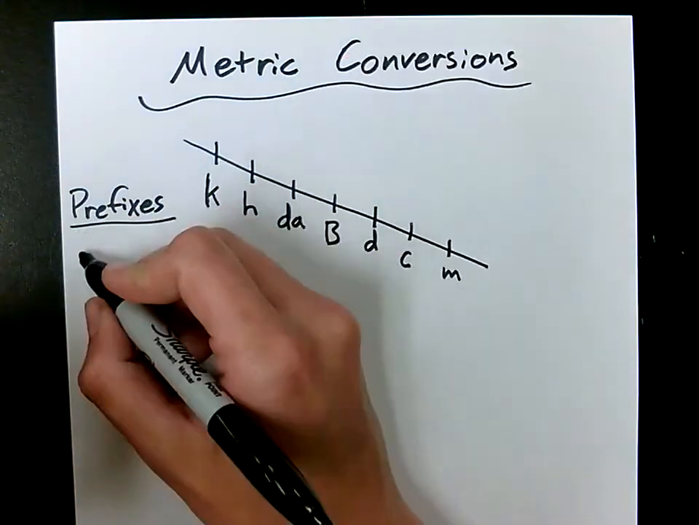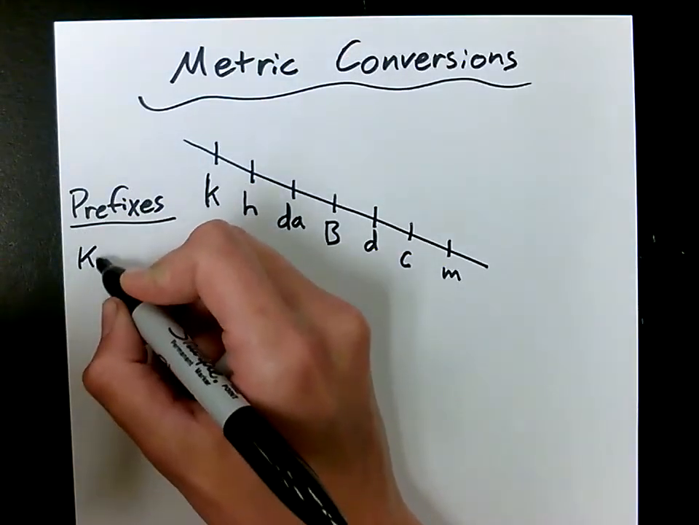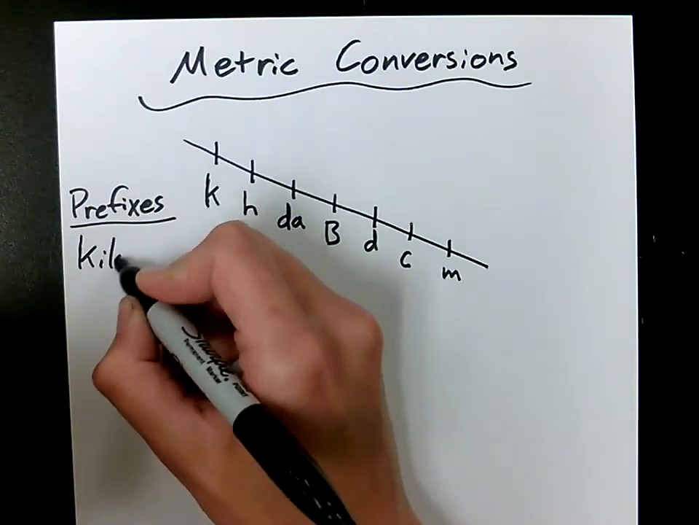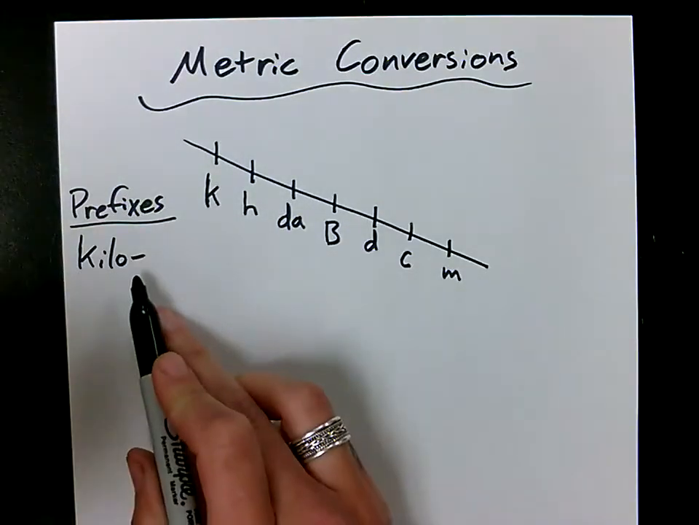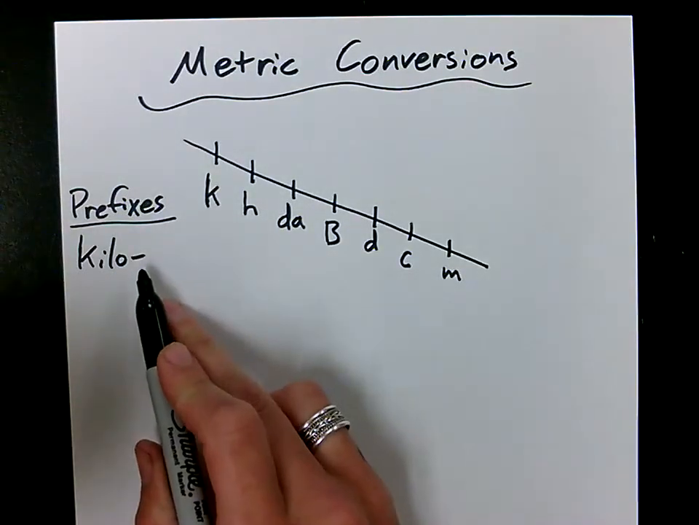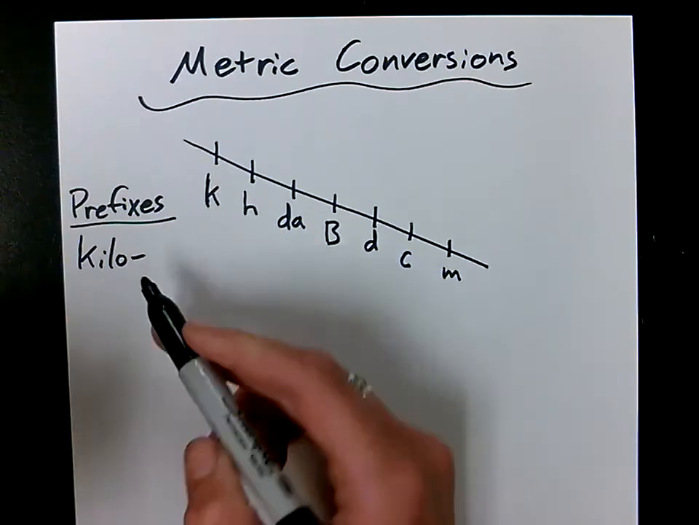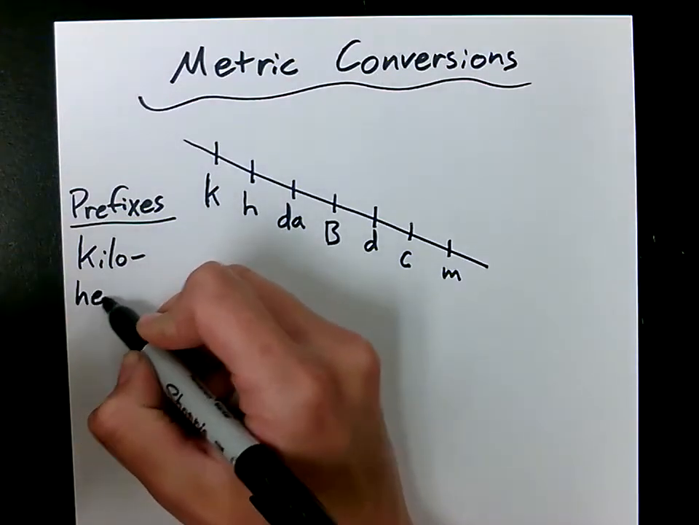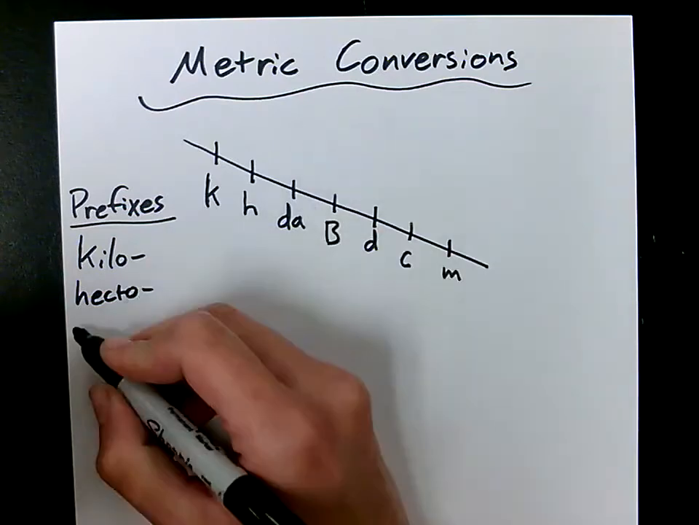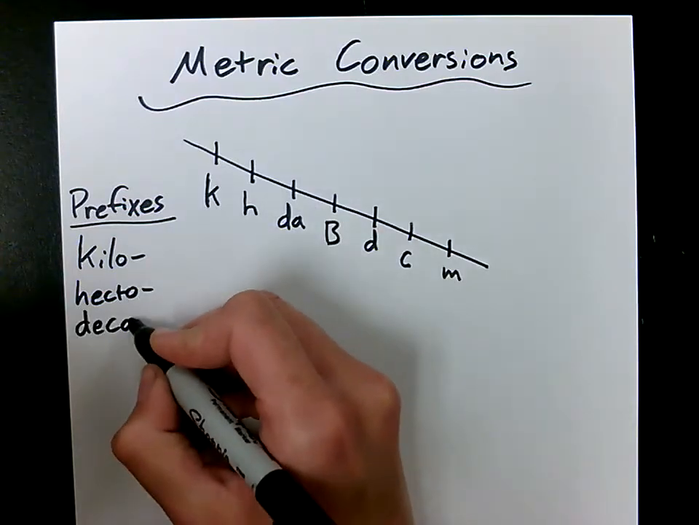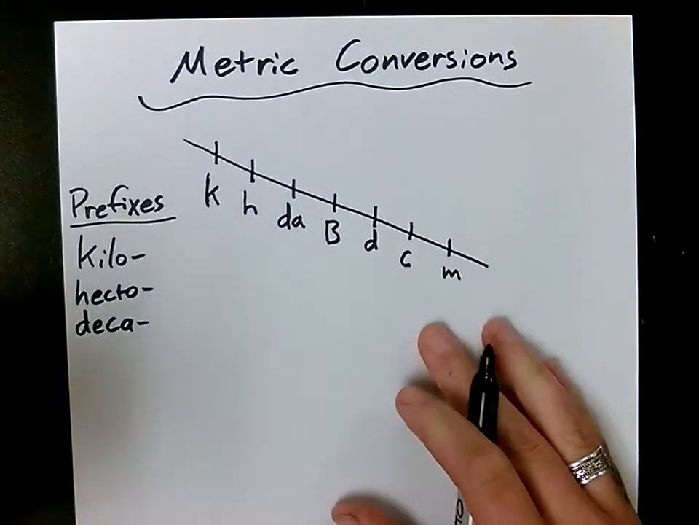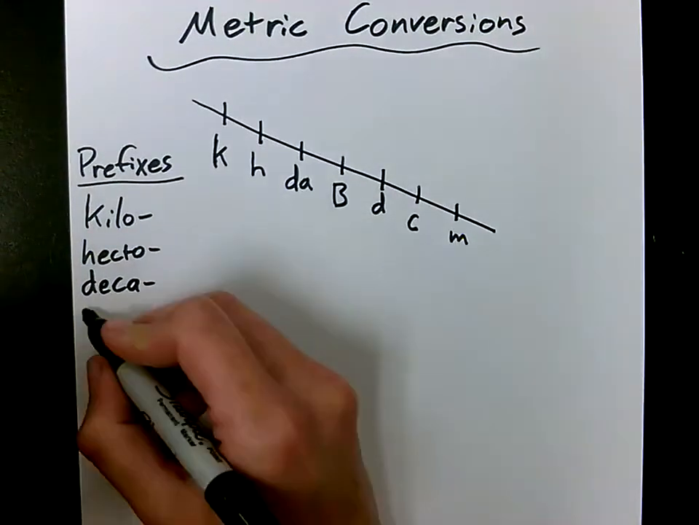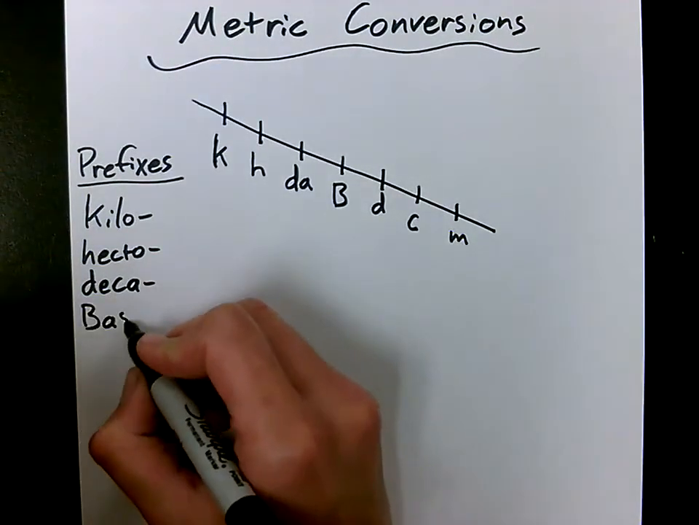Okay, so our prefixes from first to last. We've got kilo. I'm going to put a dash after each one to signify that we could fill it in with any base. So we've got kilo, hecto, deca, D-E-C-A. Then we've got our base units.